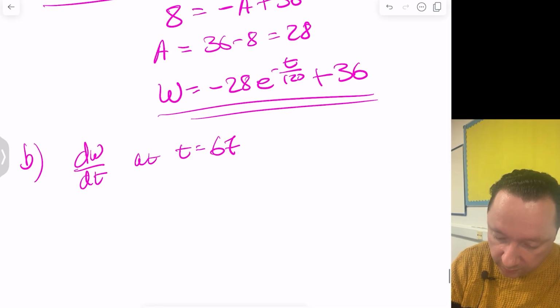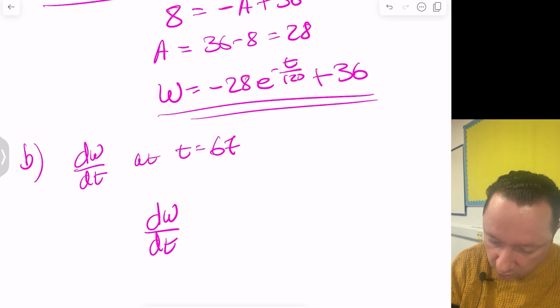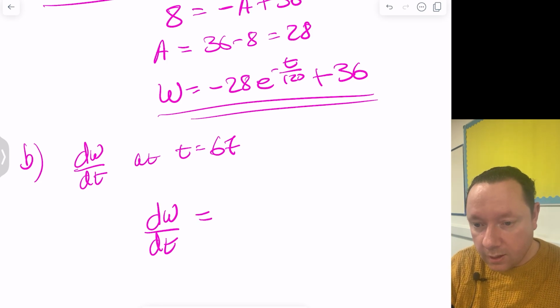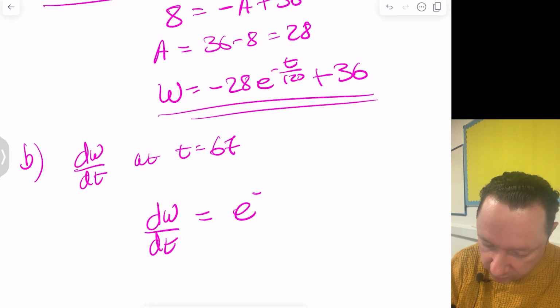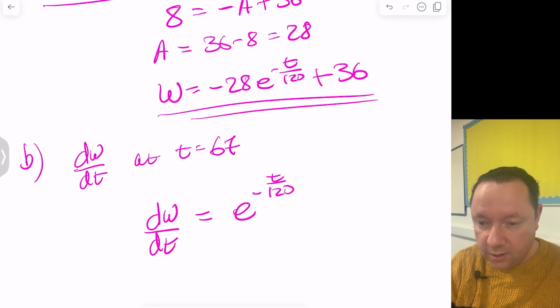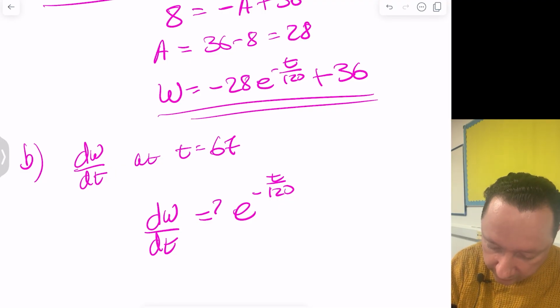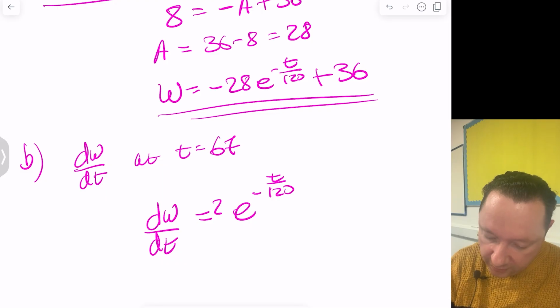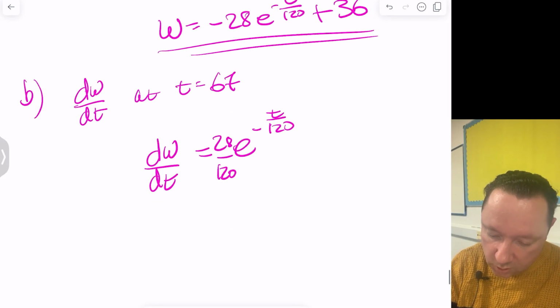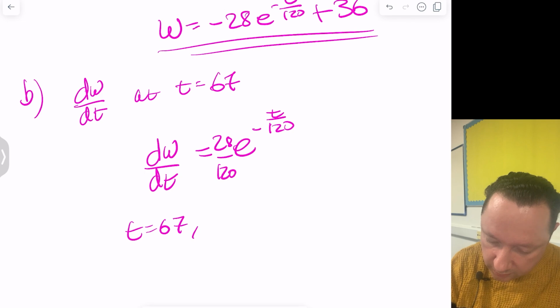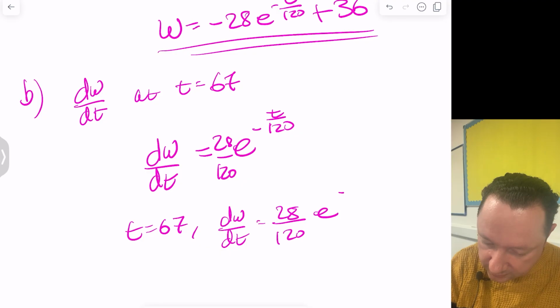Let's just work out dw in terms of t, dw by dt, using this formula. So we've got e to the minus t over 120. So that's still e to the minus t over 120. We've got minus 28, but that's going to be times by the derivative of minus t over 120, which is just minus 1 over 120. So you'll get 28 over 120. And then you've still got plus 36, but that's gone. So at t equal to 67, dw by dt is 28 over 120 e to the minus 67 over 120.